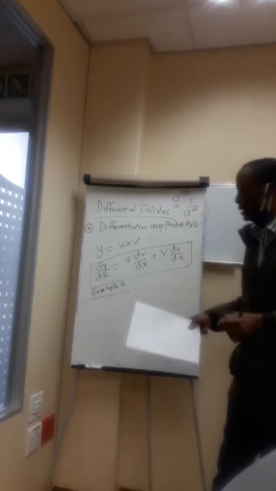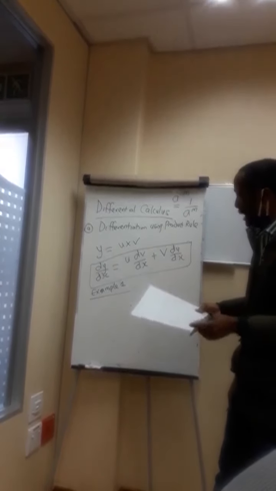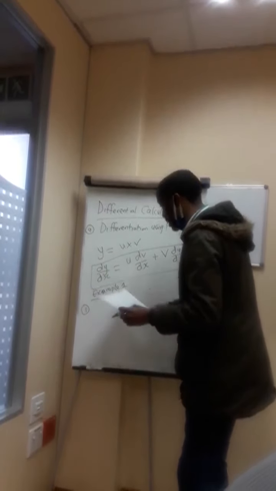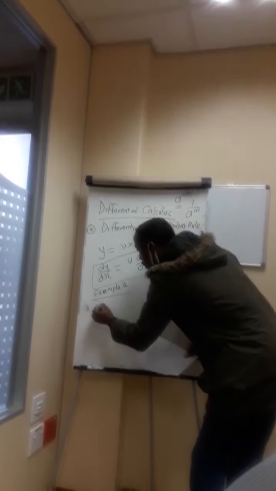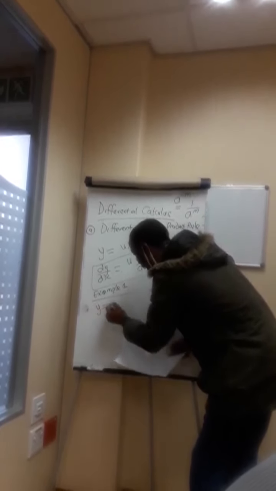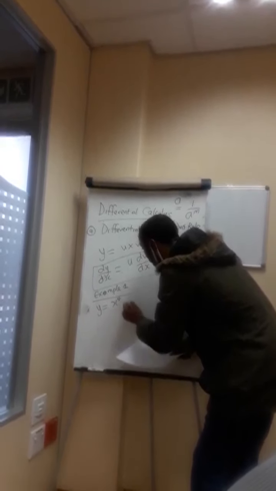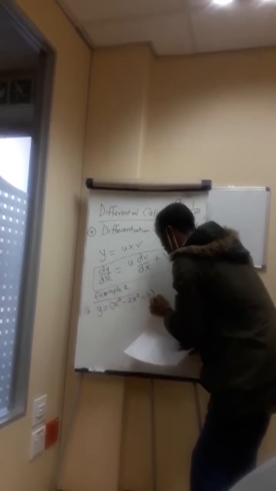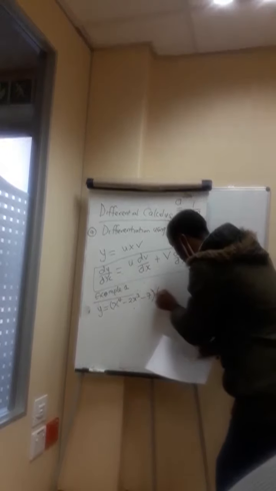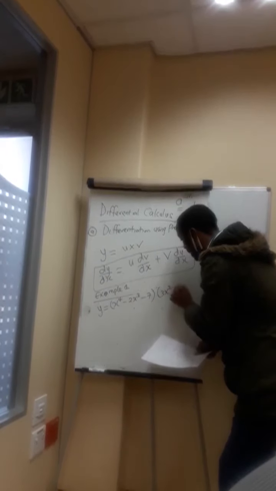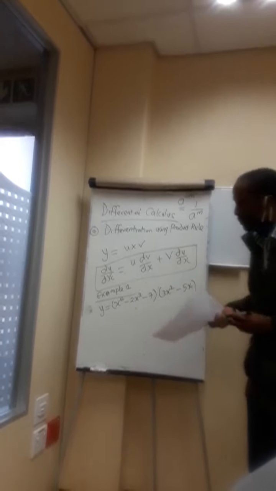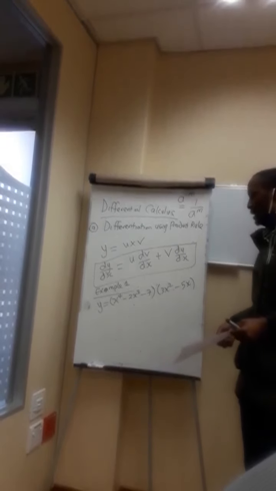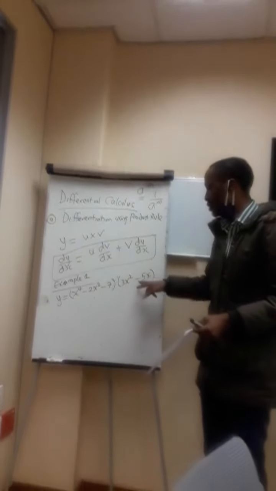Let's try to look at it. Example number 1. In example number 1, you have y equal to x raised to the power 4 minus 2x cubed minus 7, into bracket 3x squared minus 5x. So you have this function y equal to x^4 minus 2x^3 minus 7, which is multiplying 3x^2 minus 5x.